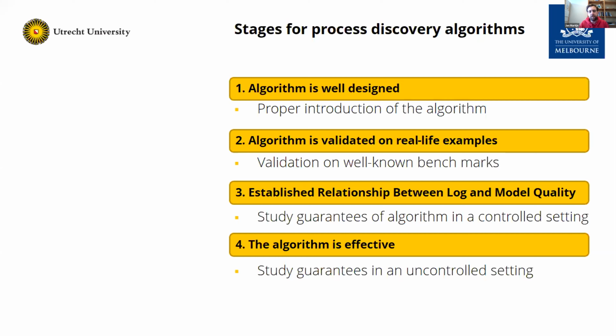So the first two stages that we identified are typically what we do when we do process discovery. In the remainder, I want to focus on the third and the fourth stages. What is this relationship between log and model? And what does it mean that the algorithm is effective? Can we discuss this? Can we maybe quantify this, or move towards quantification of those properties?